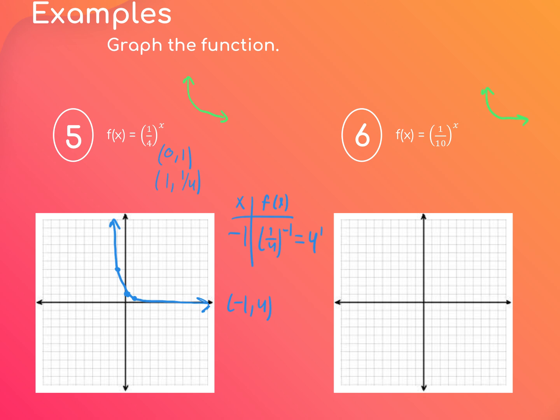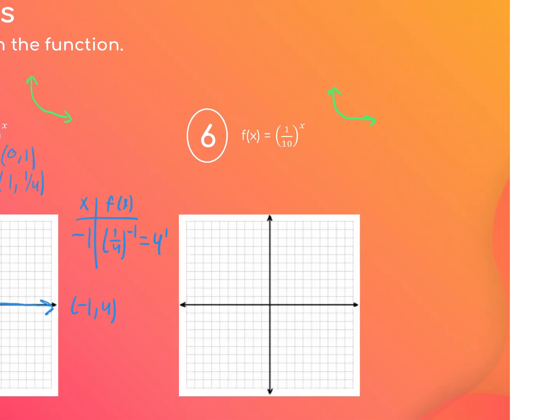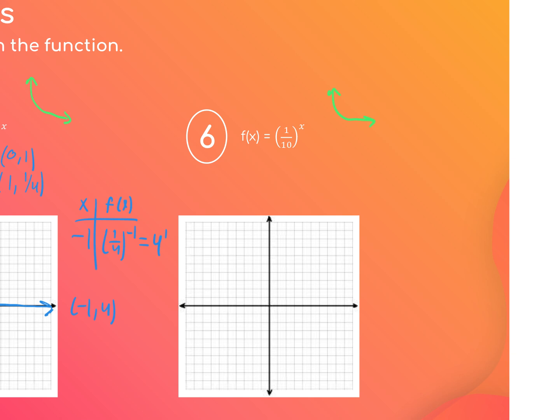All right, same thing with number 6. So again, you can draw an x f of x table and do -1, 0, and 1. And so -1 is going to get you 1/10 to the negative first power. Again, that's going to flip your fraction. You get 10 to the first power, which is just 10. And so we get a point at -1, 10, which is way up here.